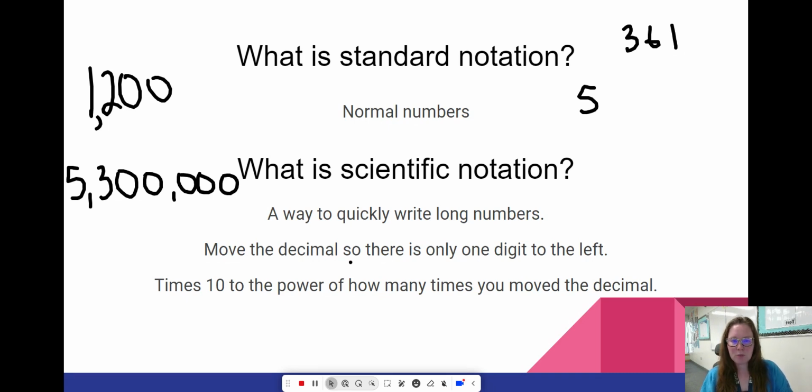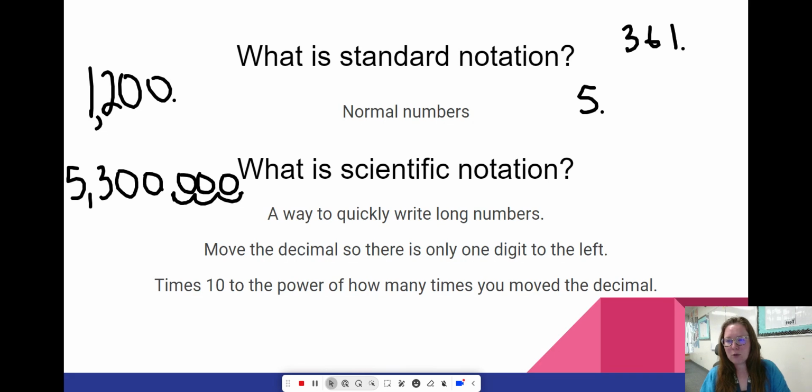Move the decimal, so there's only one digit to the left of the decimal. Okay, well, in this number, there's an invisible decimal at the end. All of these have an invisible decimal at the very end of the number, okay? Because there's no digits after the decimal. Well, we need to move it so there's only one digit to the left. Well, right now to the left, we have 1, 2, 3, 4, 5, 6, 7 digits to the left right now. That's not what we want. So we're going to move this until there's only one digit to the left.